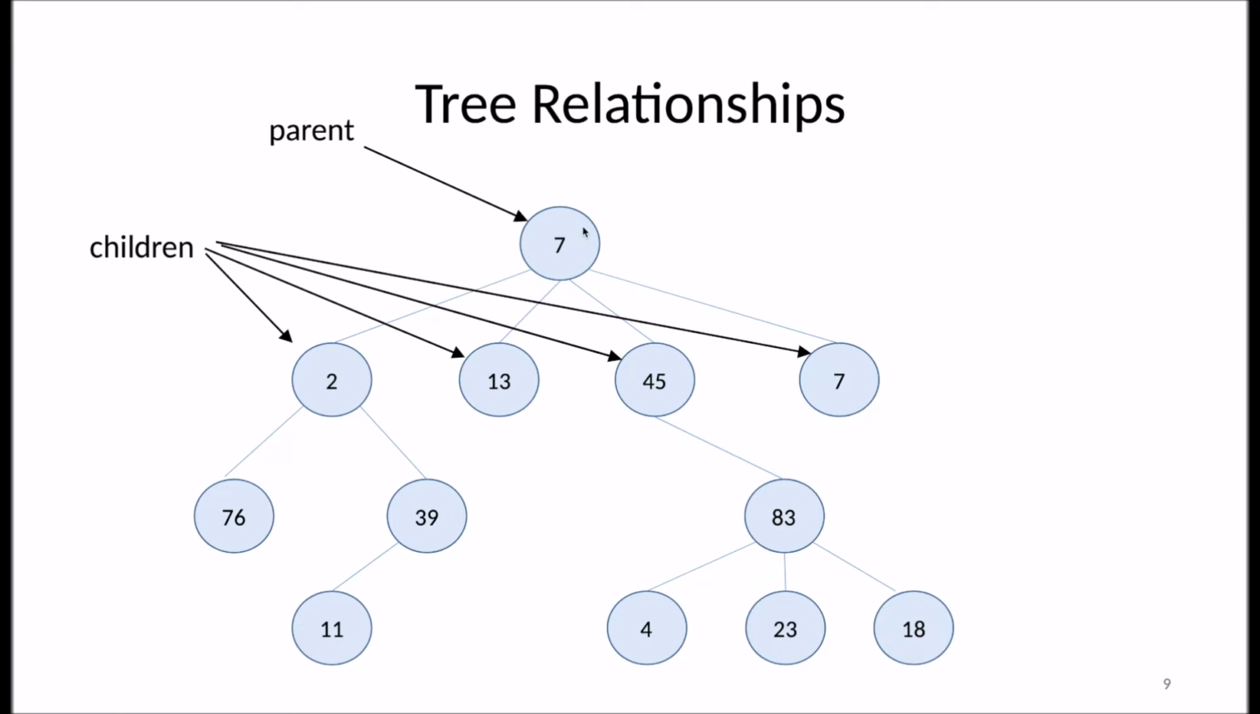Another example is the root node is the parent of its child nodes 2, 13, 45, and 7. And 2, 13, 45, and 7 are also siblings because they share the same parent. As you see, two nodes store the same value. So there's nothing in terms of trees that prevent a node from storing the same value. Just like in a linked list, we can have duplicates. In a tree, we can also have duplicates, depending on the particular tree properties and conditions.